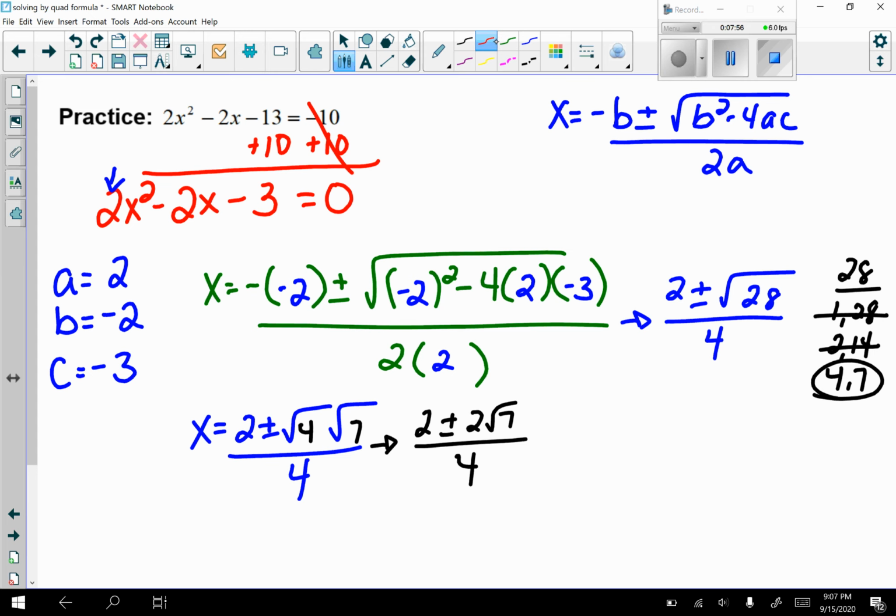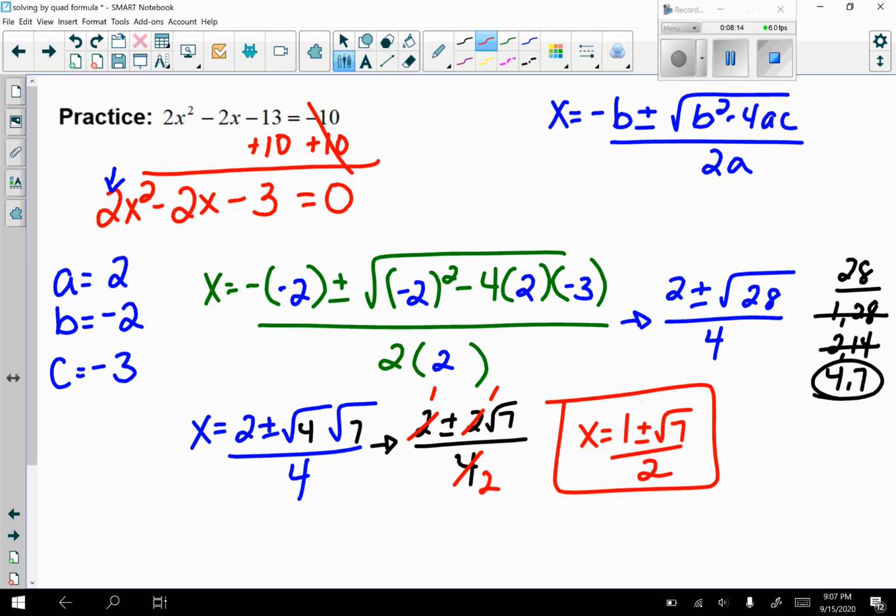Cover up your radical, divide everything else by a GCF if there is one. They can all be divided by 2. So I should have x equals 1 plus or minus radical 7 all over 2. Just be aware if it's multiple choice, they may break it up and say x equals 1/2 plus or minus radical 7 over 2. That's an option as well, but if it's free response, you can stop right there. So that's how to solve a quadratic equation using the quadratic formula.